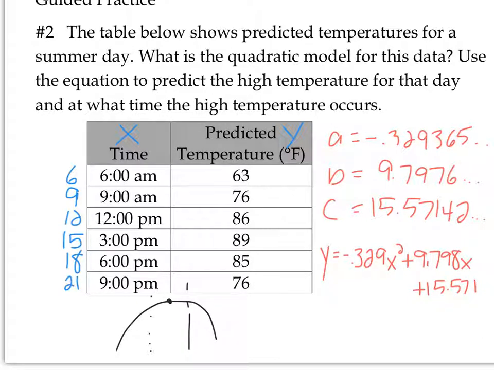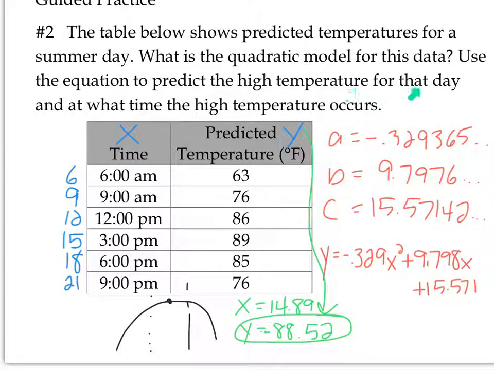The maximum in this case is an x and a y value, right? Our x value for the maximum is 14.89, and it keeps going, and our y value is 88.52. So this is the high temperature, right? The y value, temperature. So the high temperature for that day, it asks us in our question here, predict the high temperature for that day. The prediction for the high temperature that day would be 88.5 degrees.